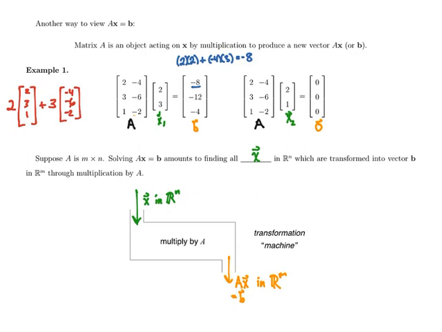So we have our inputs here and our outputs. And what's happening inside this machine is we input an X, multiply it by A, which does something to the vector, and we output another vector.